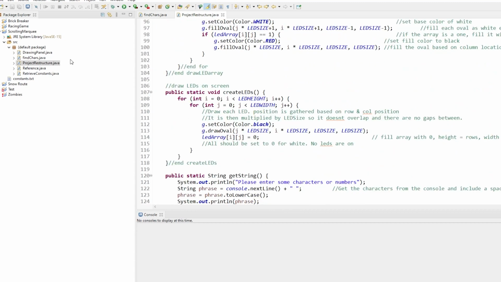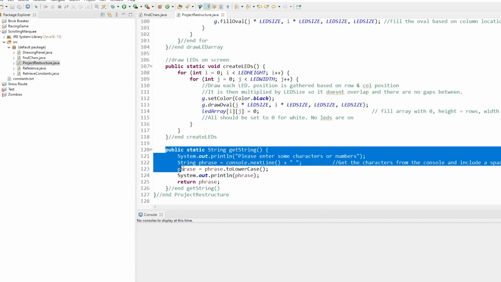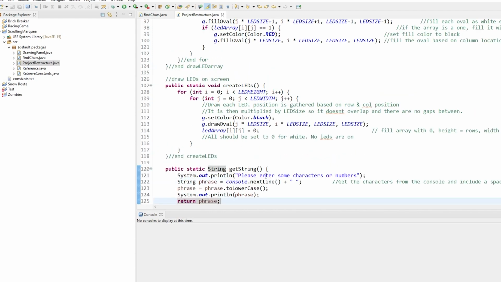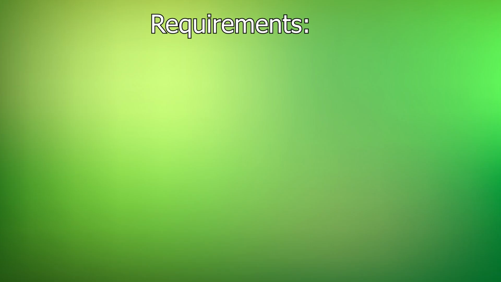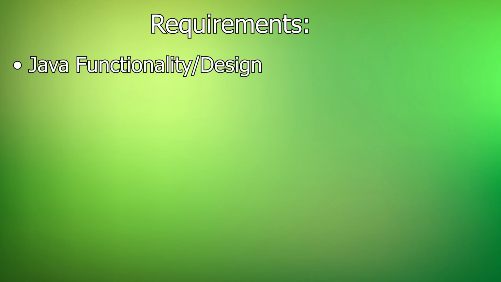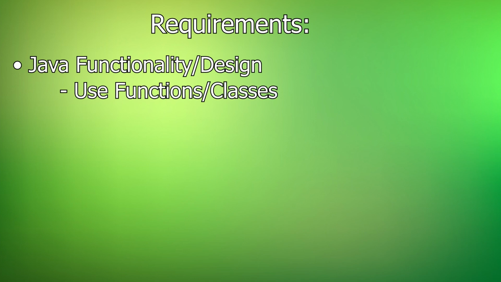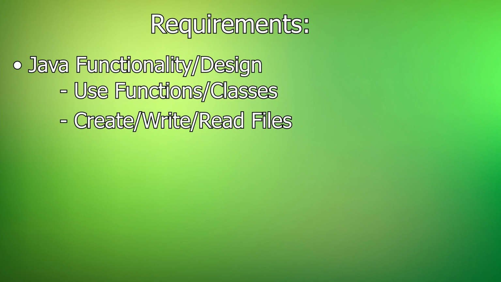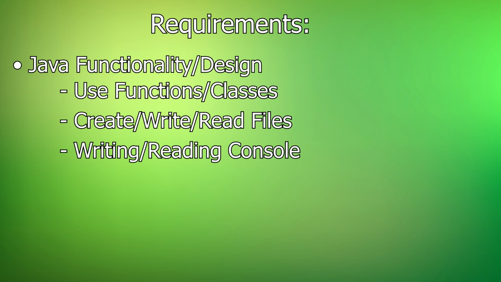My group decided to go through the graphical route and mix some console functionality with the JPanel to display graphics and statistics. We had to meet the requirements of what we learned throughout the course, which was basic functionality and design of Java, such as using functions, classes, creating, writing, and reading files, and writing and reading from the console. It was a fun project to create, and I especially enjoyed this one because it was my first team project. Now let's dive into it.